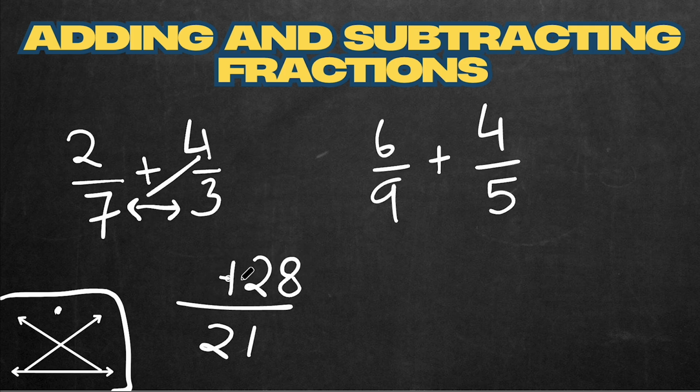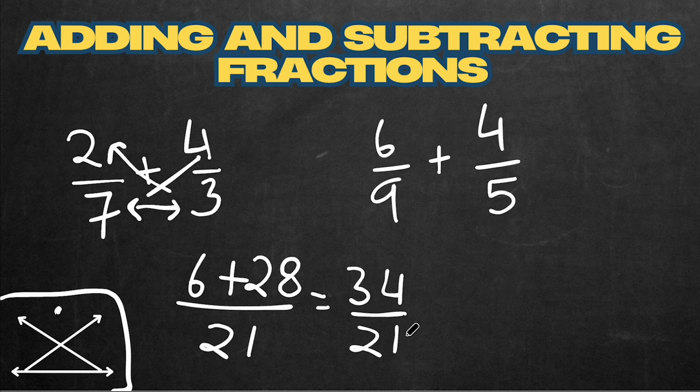The sign is plus. Now 3 times 2 will be 6. So my final answer will be 34 over 21. If it can be simplified, although in this case it cannot be, you can do the simplification, or if you leave it at this, it's still fine.